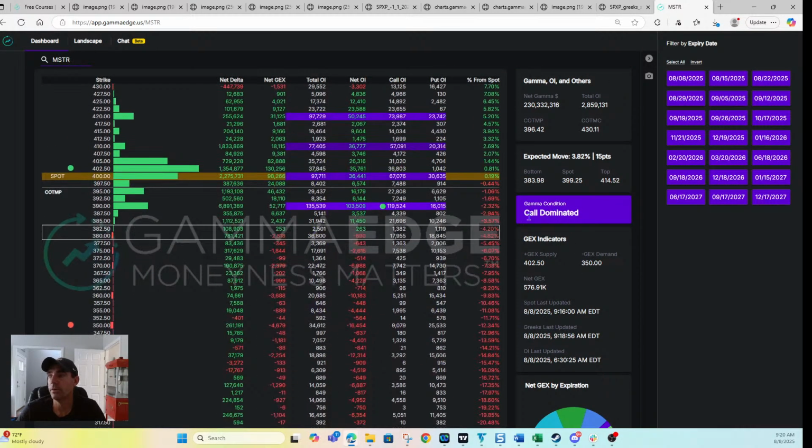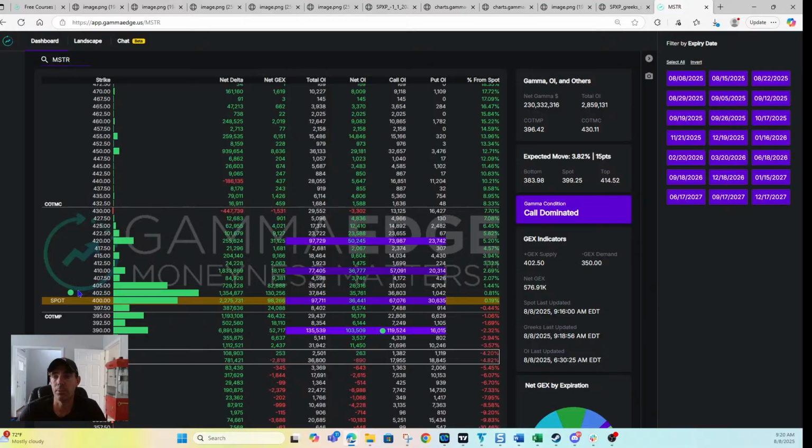MSTR, call dominated above and below spot price. Looks like we're pushing right up to that PGEX level at 402.50. But call speculation to the upside looks good. Again, above transition, so that's bullish. So any pullback should be supportive. You see COI down there at 390 below spot price. That's the only thing that's concerning.